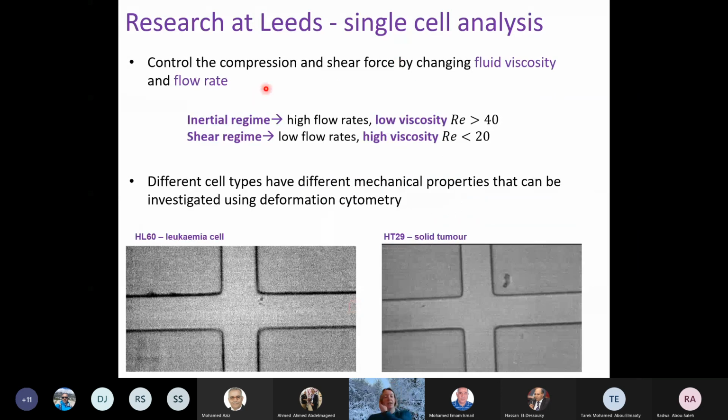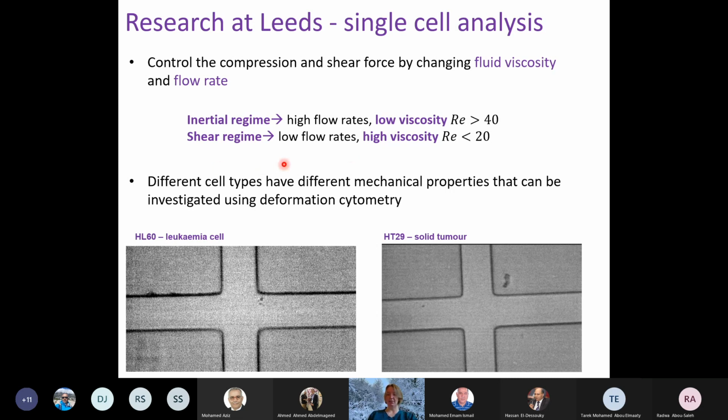So we can control the compression and shear force by changing fluid viscosity and flow rate. In an inertial regime, we tend to have high flow rates, higher Reynolds number, but low viscosity fluid. So the cell is experiencing that compressional force more than the shear force. In a shear regime, we slow the flow rate down, but we use a high viscosity fluid, and that tends to bring the Reynolds number right down. It means that the cell is experiencing a shear force rather than a compressional force. They always experience both, but it's just the ratios that we're interested in.